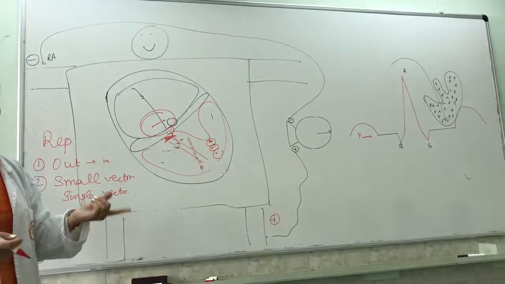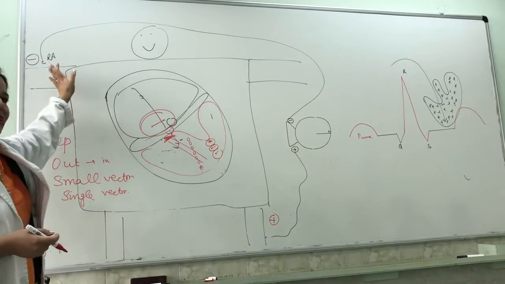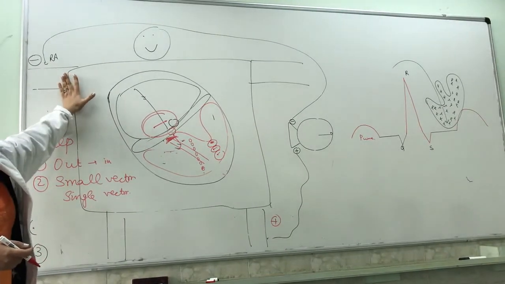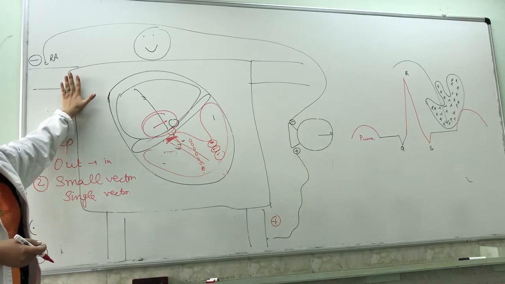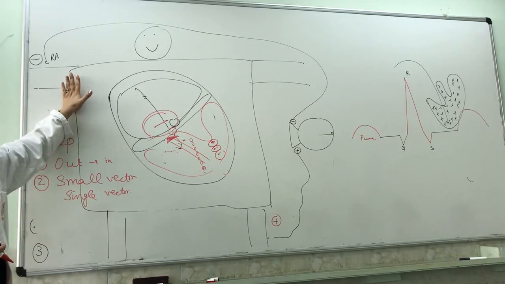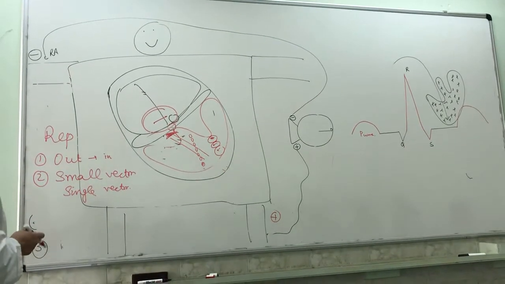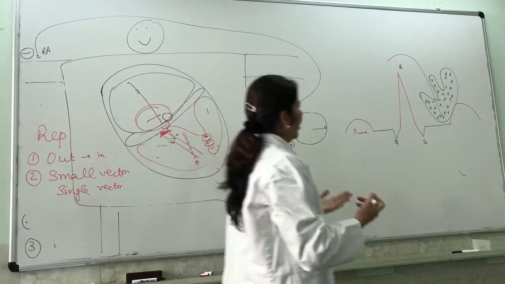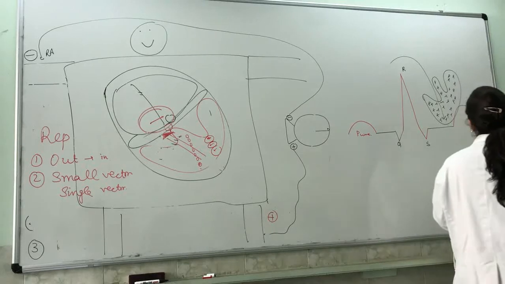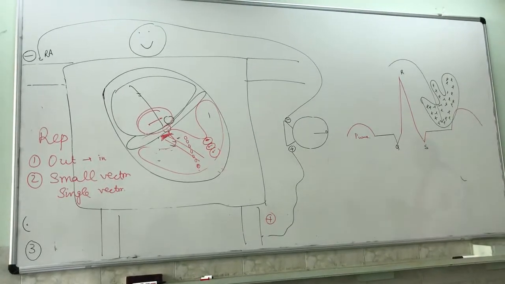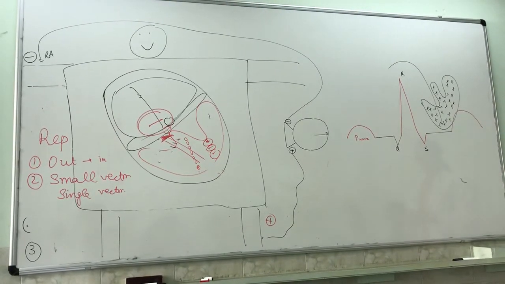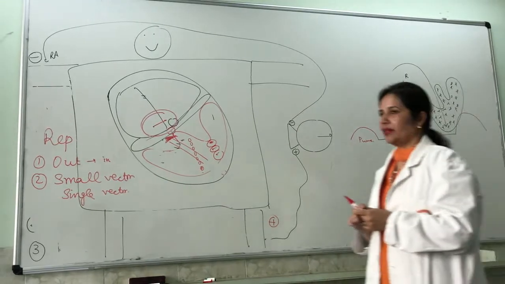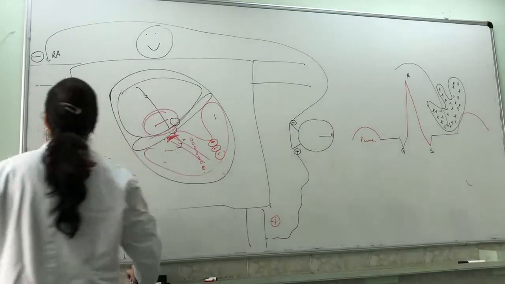Clear now? Why does a negative vector going towards a negative electrode record a positive deflection? Clear? So this is about the depolarization and repolarization. Now next we are going to focus on the waves, the segments and the intervals.